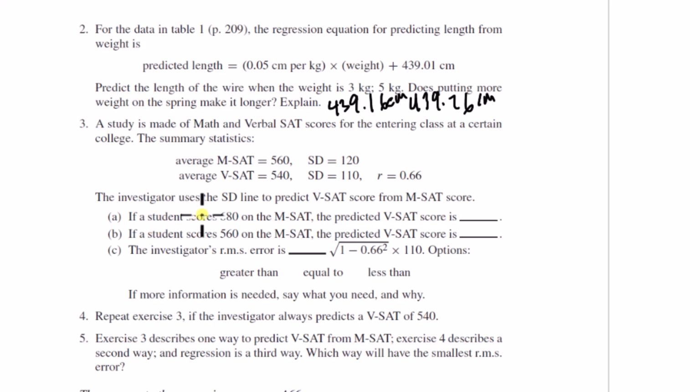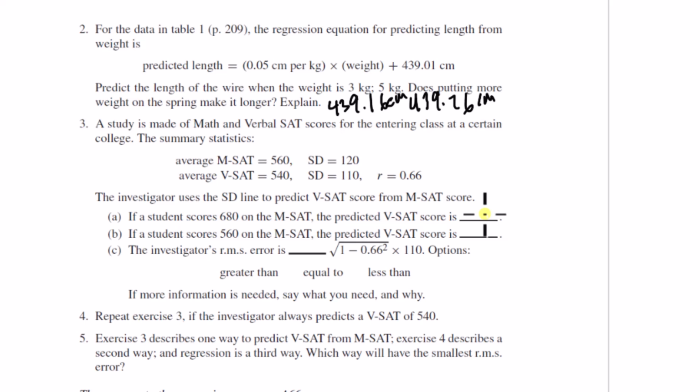So, okay, the SD line. We've got these summary statistics, the average MSAT score and VSAT score, math and verbal SAT, for the incoming freshman at a certain college. There's the averages, the standard deviations, and the correlation coefficient. Now the investigator uses the SD line to predict the VSAT score from the MSAT score. If a student scores 680 on the MSAT, the predicted VSAT score is what?